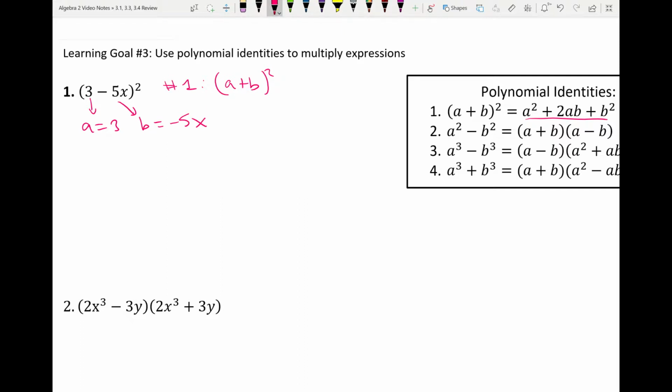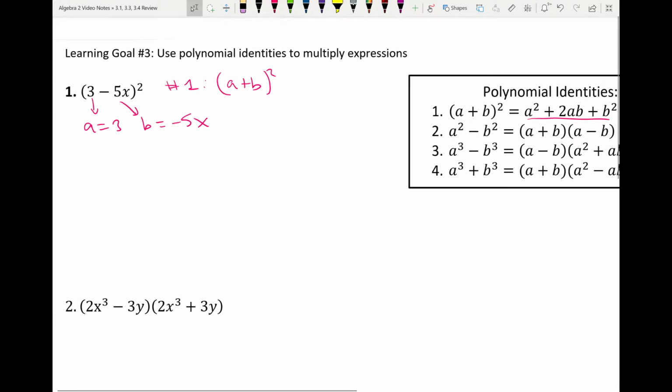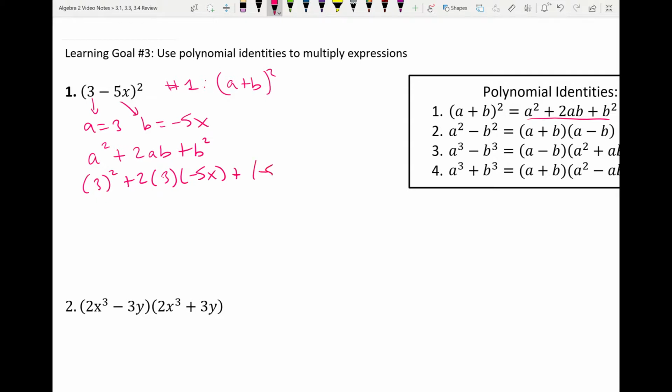Now, plugging it into a squared plus 2ab plus b squared, we get 3 squared plus 2 times 3 for a, -5x for b, plus -5x for b squared. And we get 9. 2 times 3 is 6. 6 times -5 is -30, so -30x. And then 5 squared is 25, so I get 25x squared.